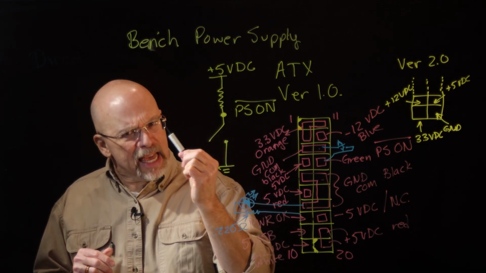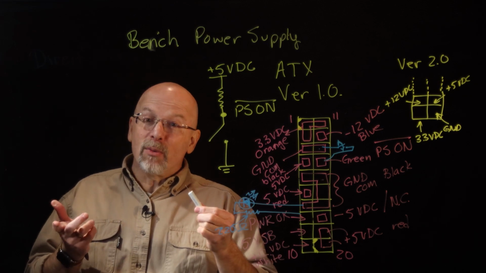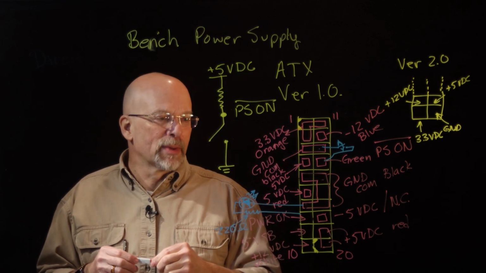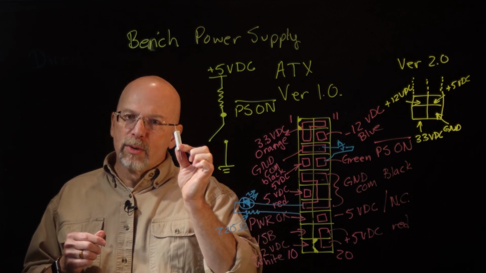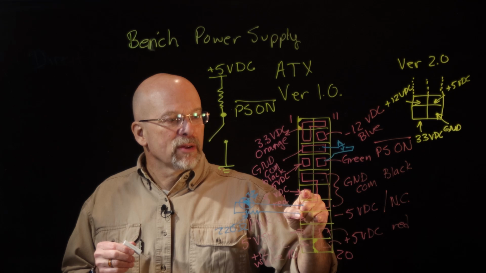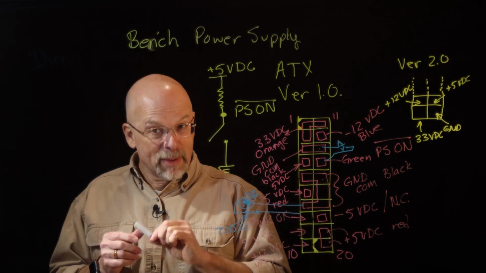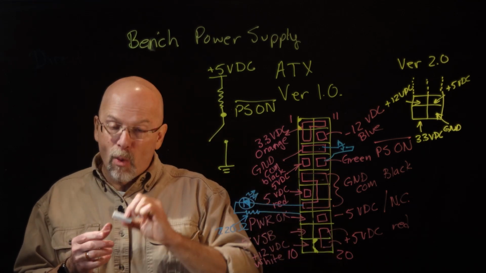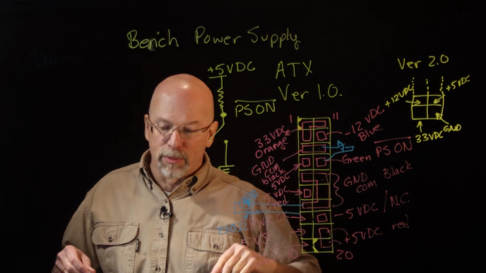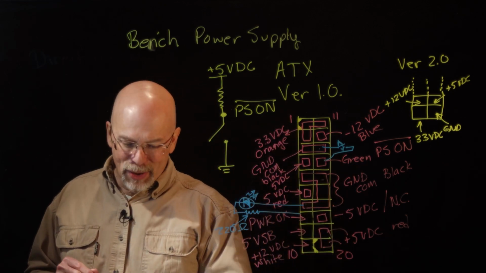This guy could get warm, but it's a 10-watt resistor, so it's capable of handling large amounts of current. So all you need to do is really take one of these 10 ohm resistors, connect it between 5 volts and ground, and make sure you have a high wattage resistor, and that'll make it so that the system, the power supply, thinks it has a load.